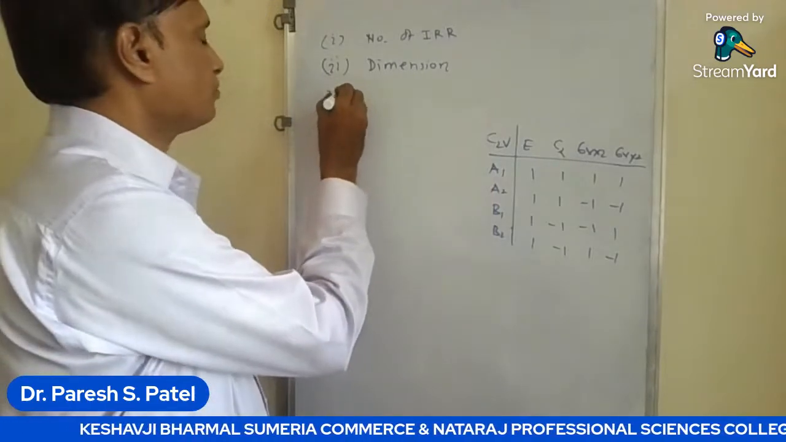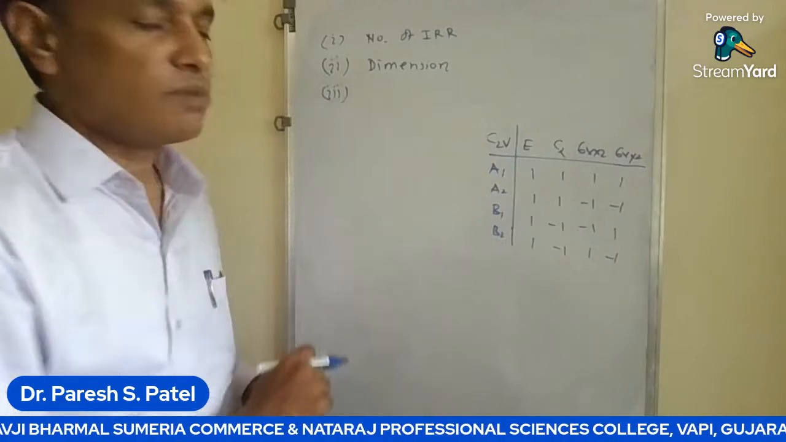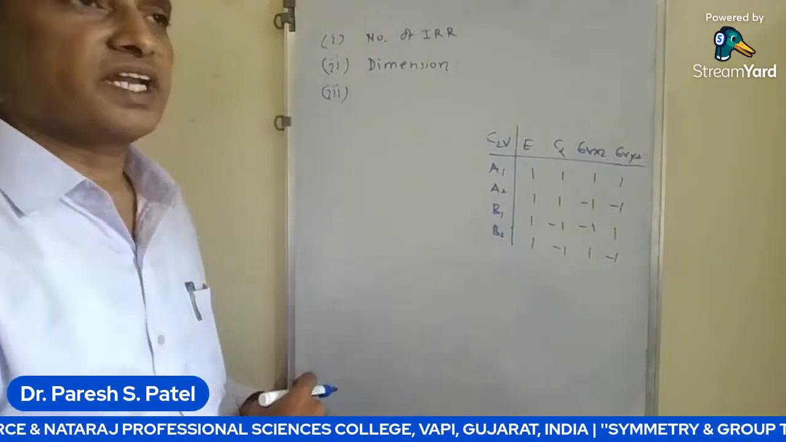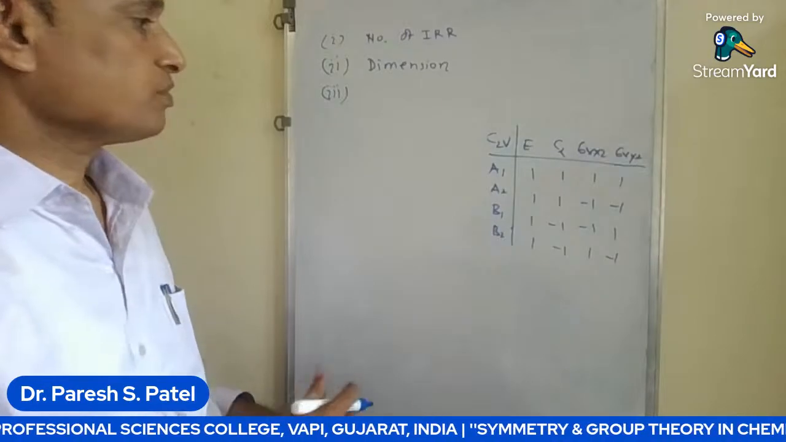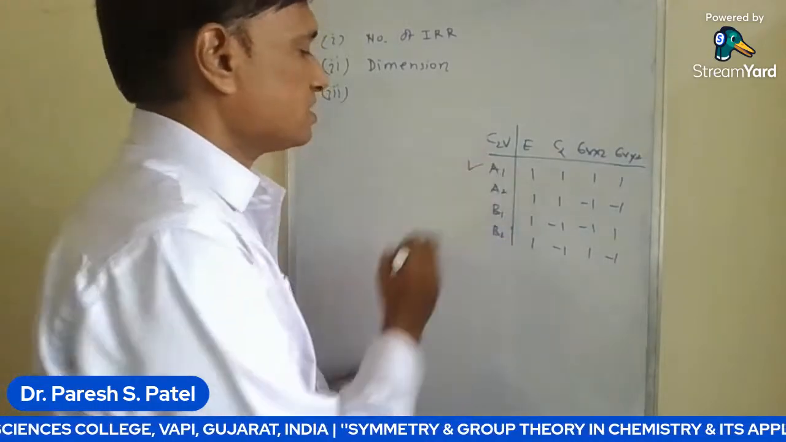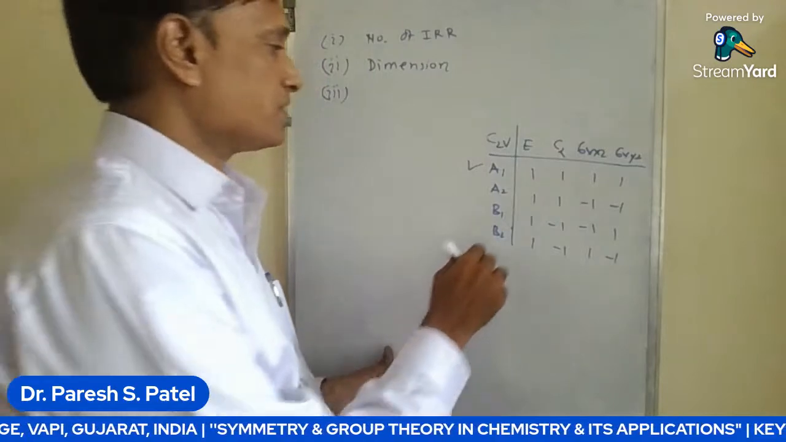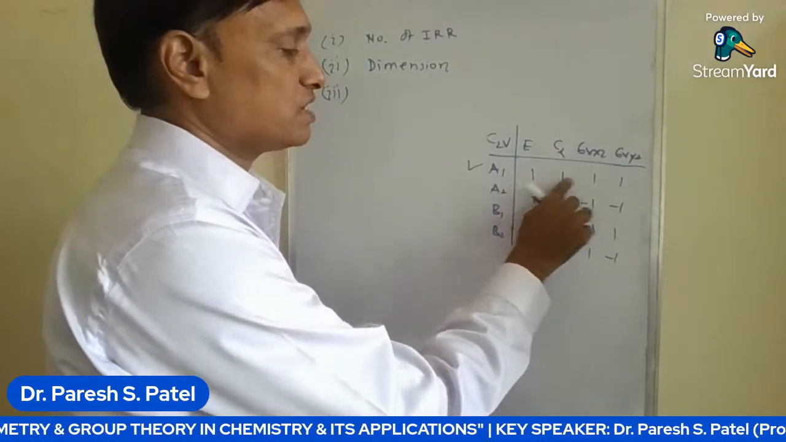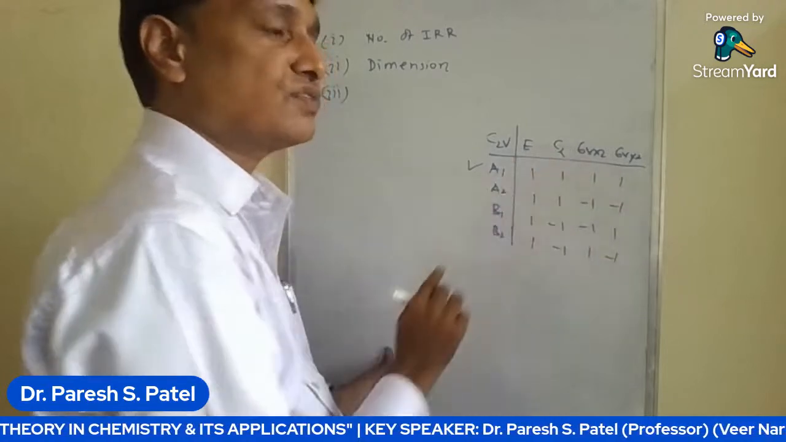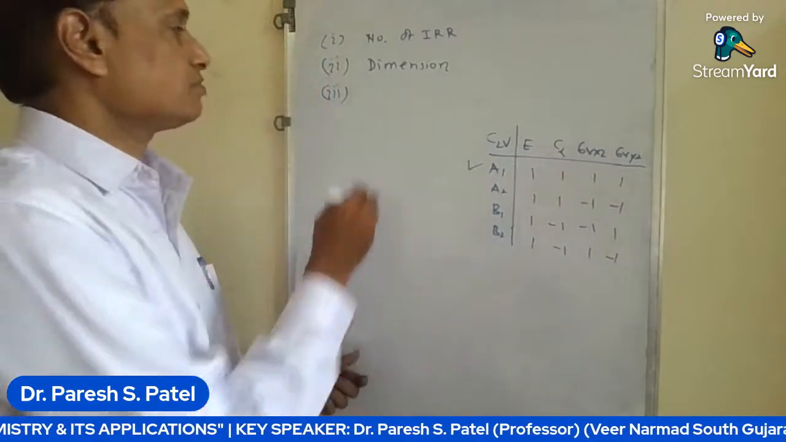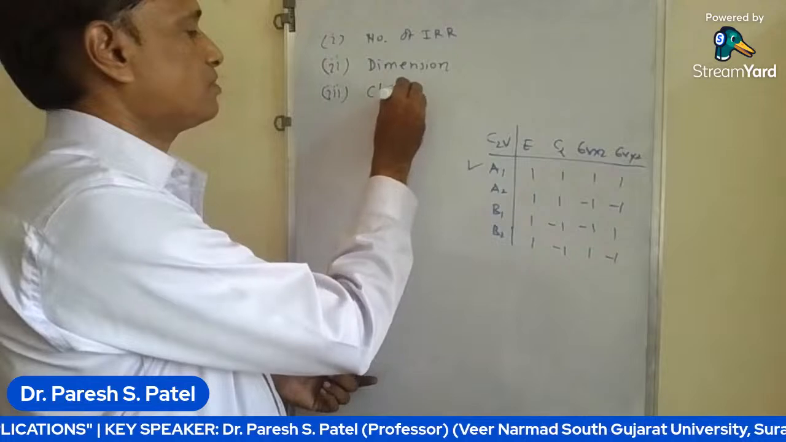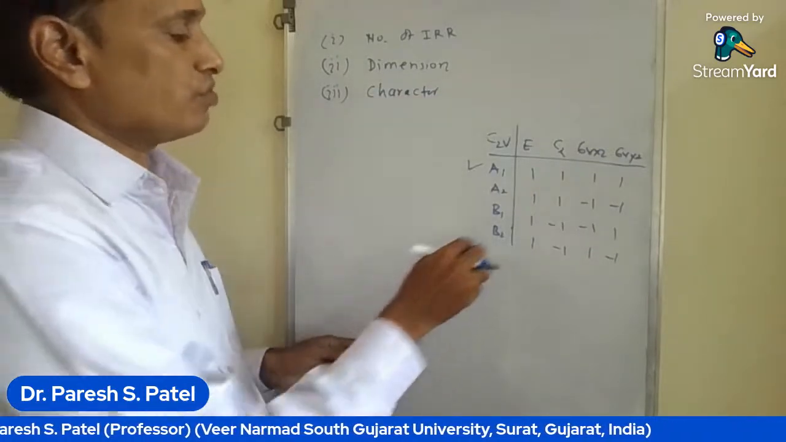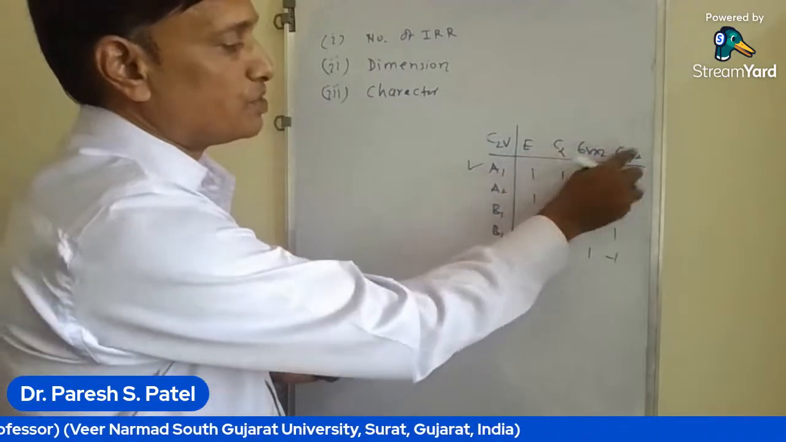Characteristics, rule number 3. The sum of the square of the character is equal to the order of a group. For example, this is A1, an irreducible representation. Sum of the squares: 1 into 1 square, 1 into 1 square, 1 into 1 square, 1 into 1 square is equal to 4. It means the sum of the square of the character is equal to the order of a group. Here, the order of the group is equal to 4.